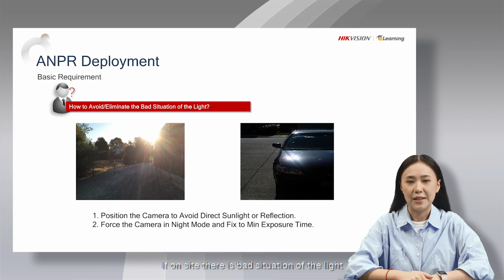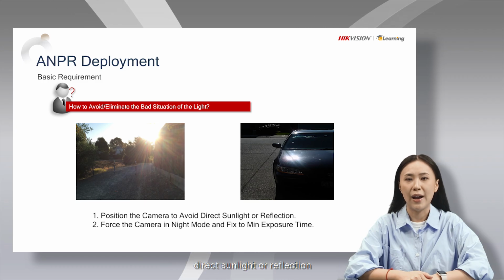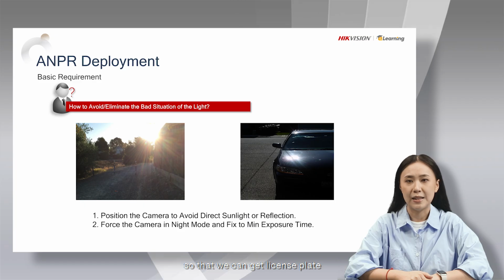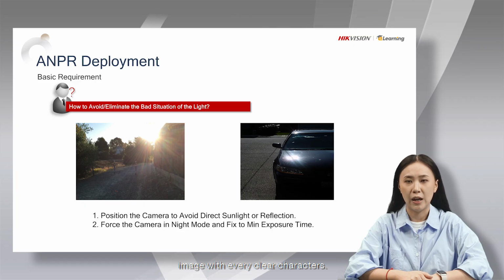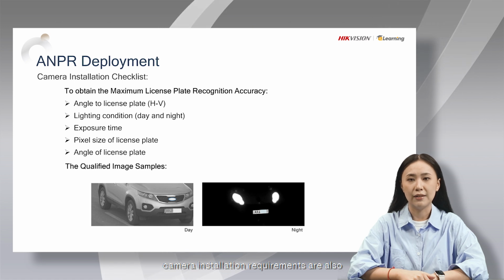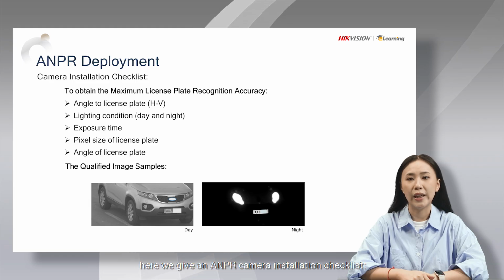If on site there is a bad situation with the light, as the following photos show, it's better to position the camera to avoid direct sunlight or reflection, force the camera into night mode, and fix the main exposure time so that we can get a license plate image with very clear characters. Besides the on-site environment, camera installation requirements also need to be considered. Here we give an ANPR camera installation checklist.